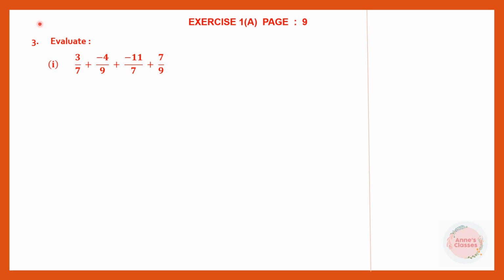So let's write that. Let's take this one, that is 3 by 7, and write it first, 3 by 7, and take the next one with the denominator 7, that is minus 11 by 7. So plus minus 11 by 7. So this is one group. Plus, let's take the others. So this will be now minus 4 by 9 and the other one with the same denominator, plus 7 by 9. So this is the second group.